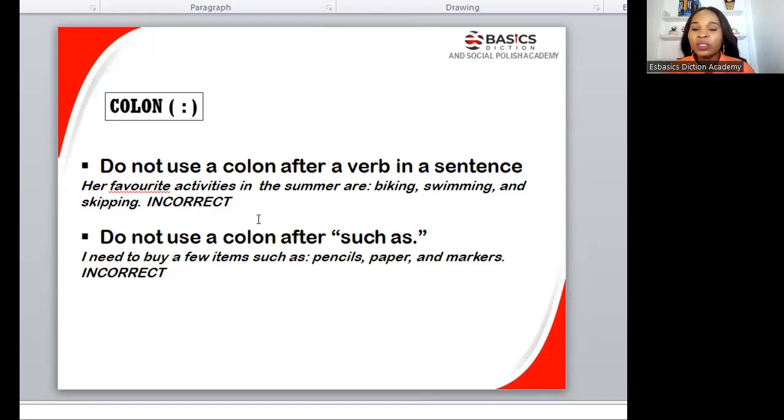Do not use a colon after such as. For example, I need to buy a few items such as pencils, paper, and markers. If you write it with a colon, it is incorrect. Write this sentence without inserting a colon. Got it?